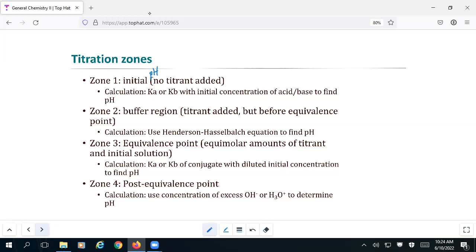This is also the only zone where we don't need the mini ice table, because in this zone, we haven't added any base yet. So you're still going to have to do an ice table. You're going to have to do an ice table for both of these zones here.